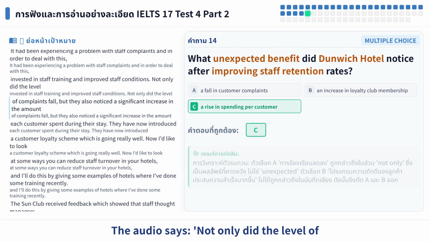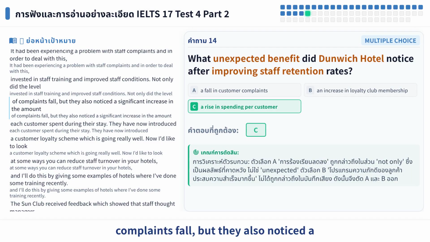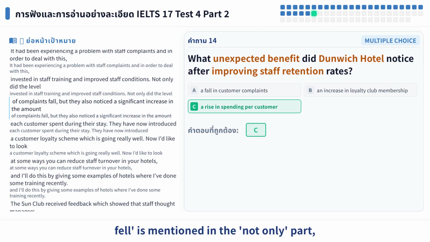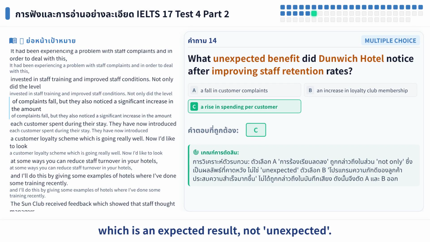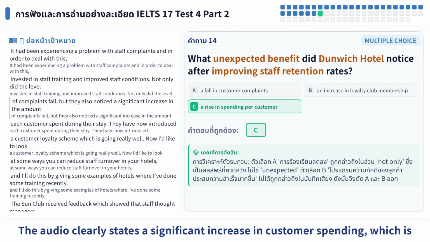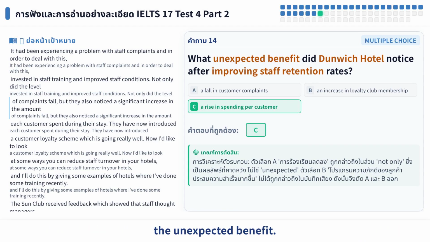The audio says, not only did the level of complaints fall, but they also noticed a significant increase in the amount each customer spent during their stay. The signal phrase, not only, but also, introduces the unexpected benefit. Distractor analysis. Option A, complaints fell, is mentioned in the not only part, which is an expected result, not unexpected. Option B, customer loyalty program became more successful, is not mentioned in the audio. So A and B are eliminated. Q14, answer is C. The audio clearly states a significant increase in customer spending, which is the unexpected benefit.